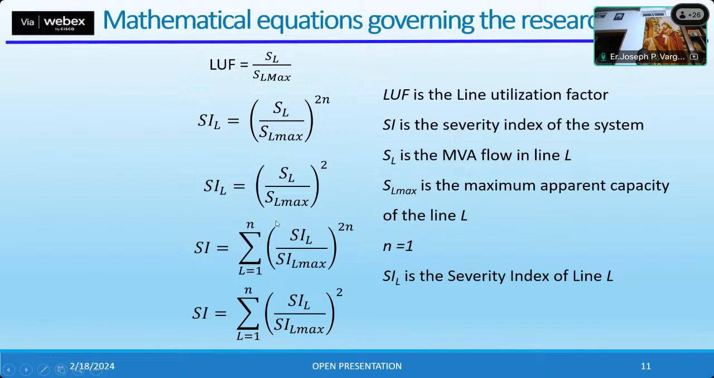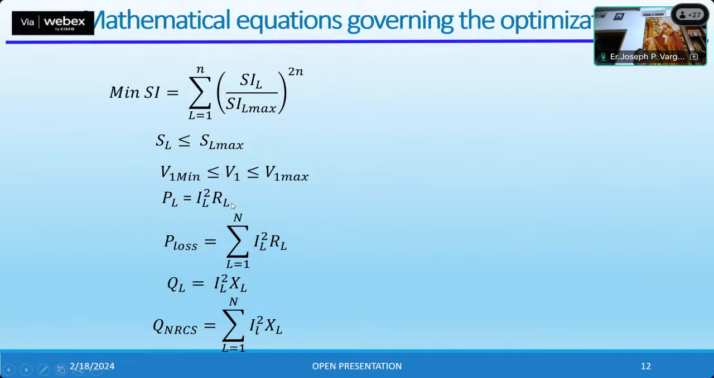And the severity index of the system is the sum of the severity index of the transmission lines. That is, when n is equal to 1, the severity index of the system becomes the sigma L equal to 1 to n of (SL by SL max) raised to 2. Then our objective is to minimize the severity index, also to minimize the system loss.